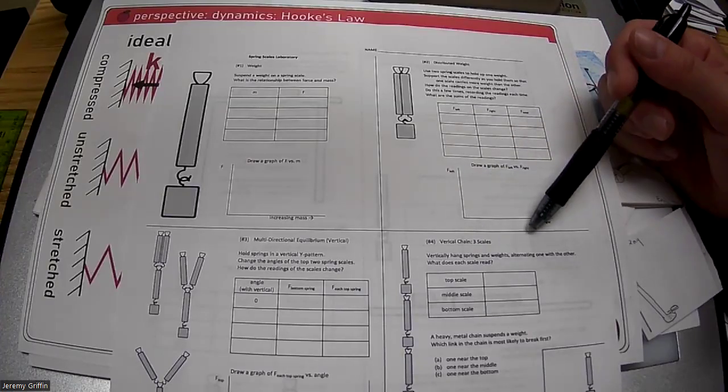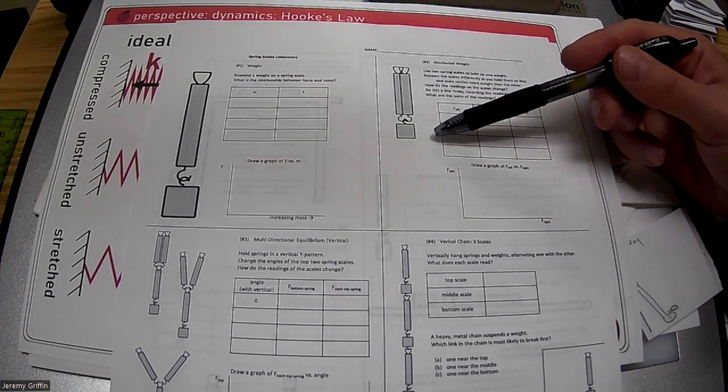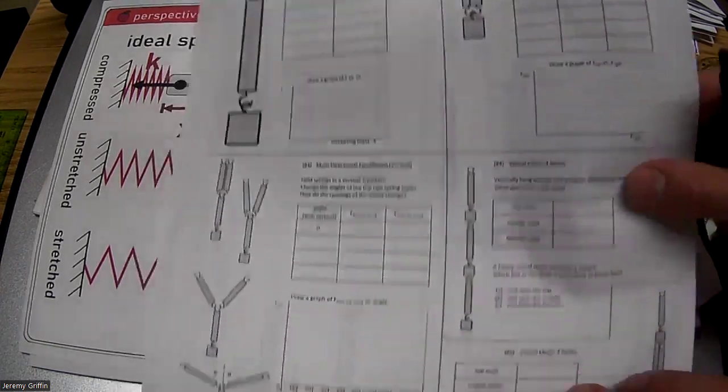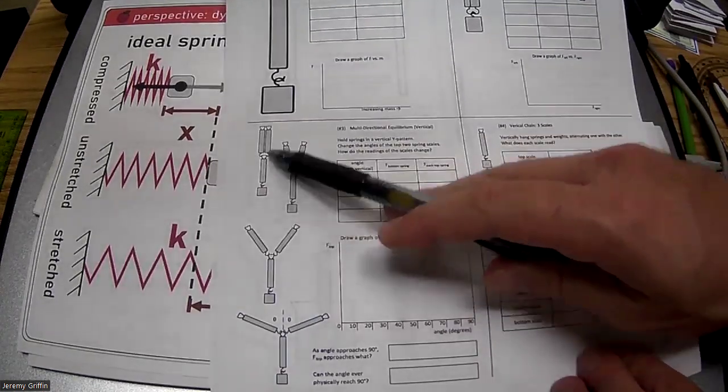What's the left scale rating versus the right scale rating for the same weight over and over, but you shift them back and forth, right? Let's take this to two dimensions. What if you hold it all vertical?